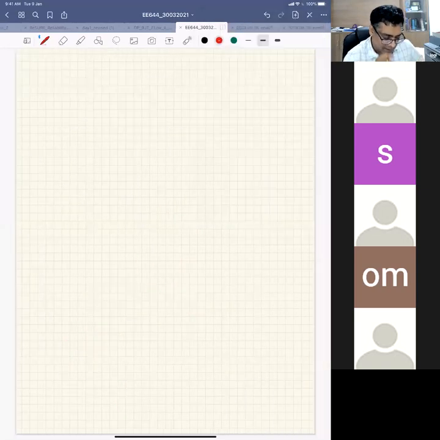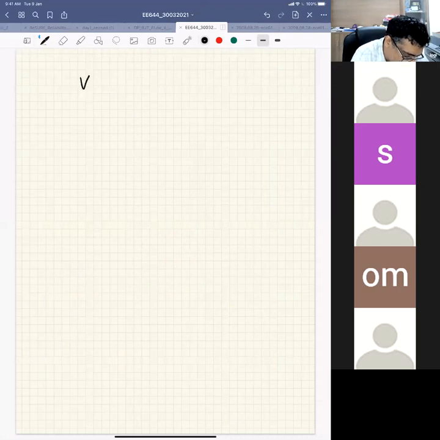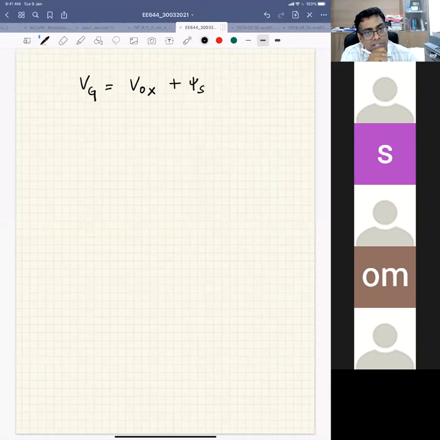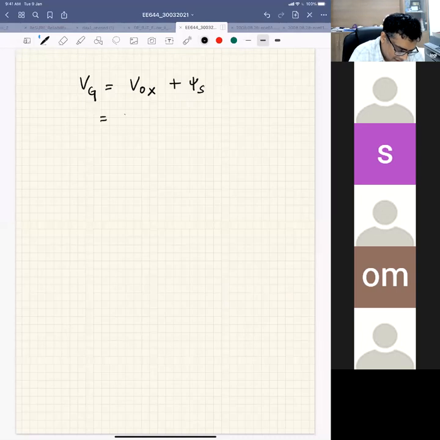So what happens? Theoretically, your gate voltage is Vox plus psi s. This is my Kirchhoff's voltage law, KVL. Whatever gate voltage you're applying is nothing but the drop in the oxide and the drop in the silicon. The drop in the silicon is psi s, and the drop in the oxide is Vox. If there is an electric field, it is Eox times Tox.